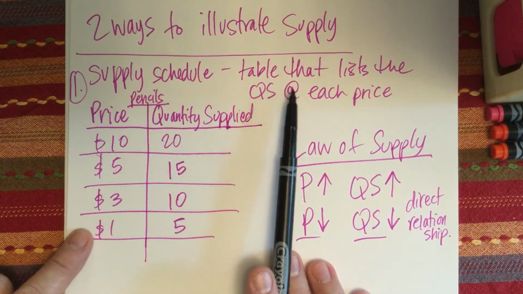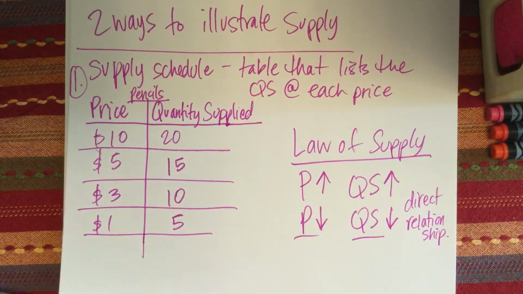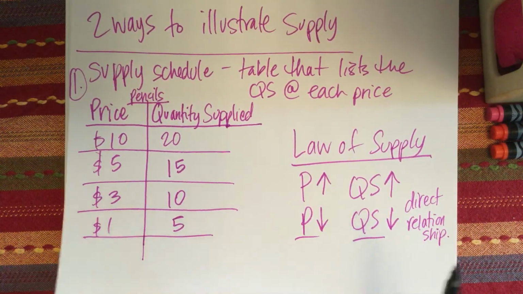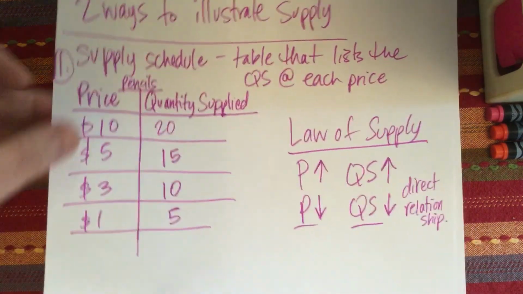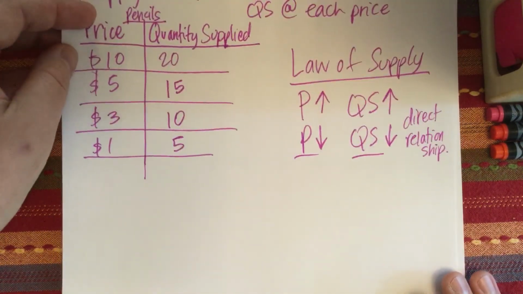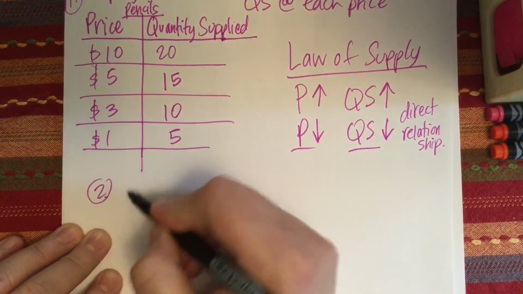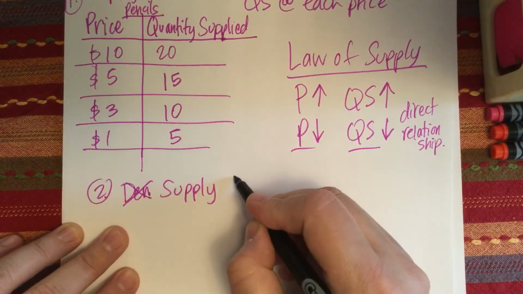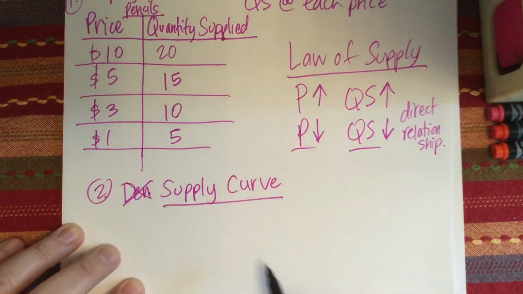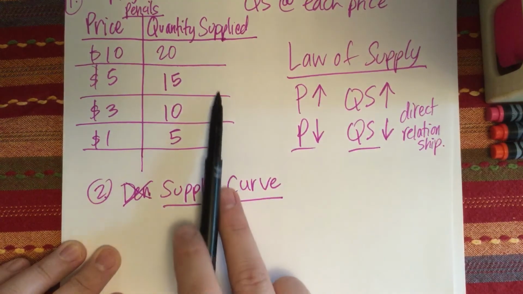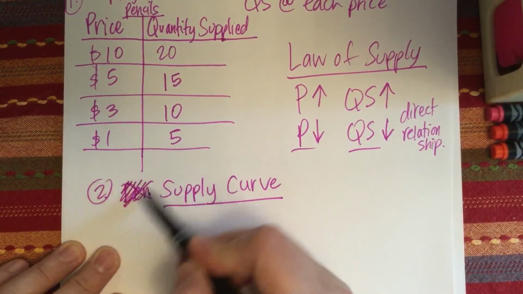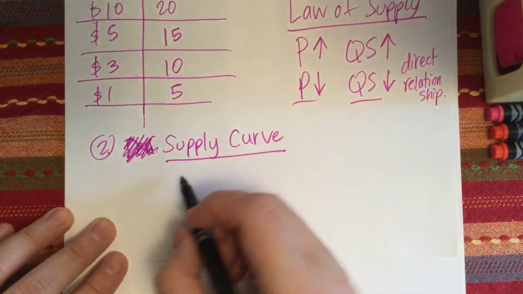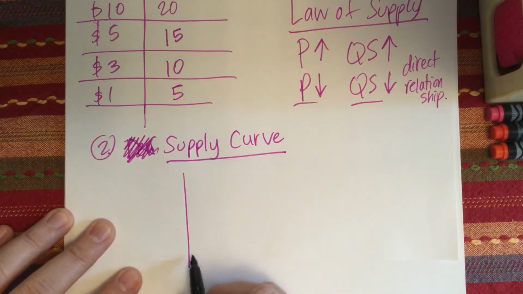It's just a table or a listing that lists the quantity that you supply at each price that prevails in the market. The second way to illustrate that is to take these points and plot them on a curve. Oh, I'm sorry, to illustrate supply is called a supply curve. If I say demand or quantity demanded, just know that I mean quantity supplied and supply. Okay, so a supply curve is essentially a graph.